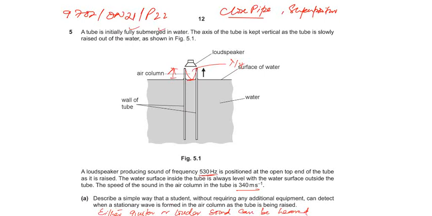9702, October/November 21, paper 2, variant 2. The topic includes waves, stationary waves, superposition, those five.